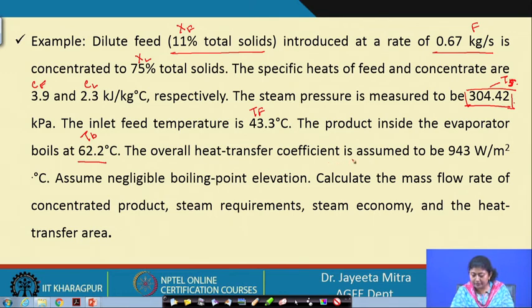Overall heat transfer coefficient is assumed to be U, that is 943 watt per meter square degree Celsius. Assume negligible boiling point elevation. Calculate the mass flow rate of concentrated product, steam requirement S. So, we need to calculate L, S, steam economy and heat transfer area A.